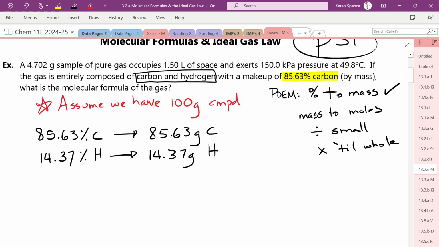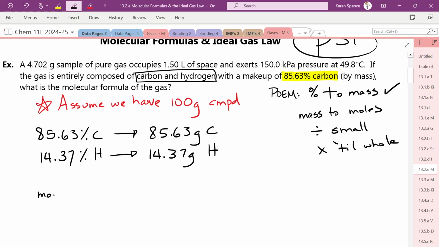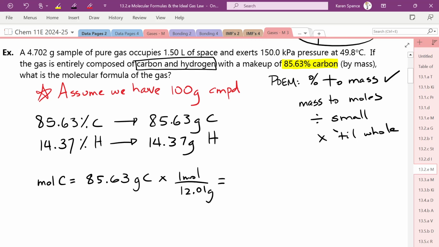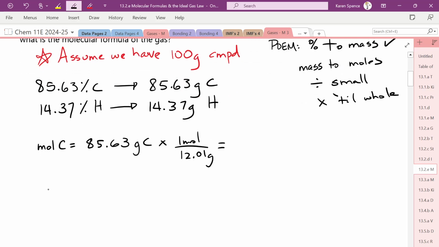We're going to do mass to moles. Okay, so we want to find our moles of carbon. 85.63 grams of carbon times 1 mole per 12.01 grams. Moles of hydrogen is 14.37 grams times 1 mole per 1.008 grams.